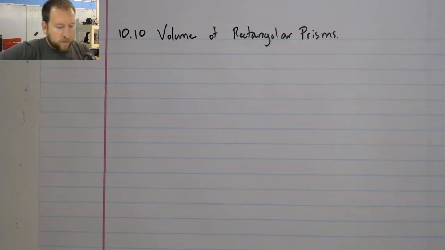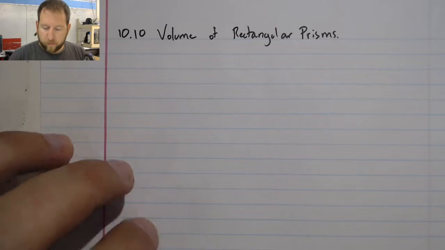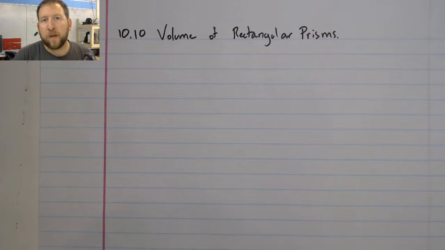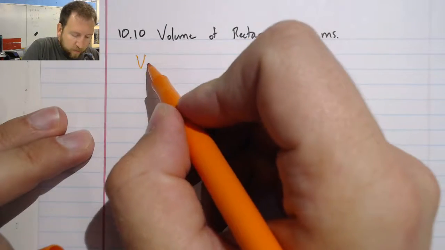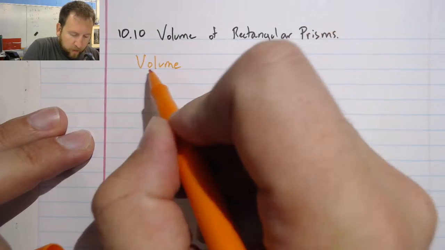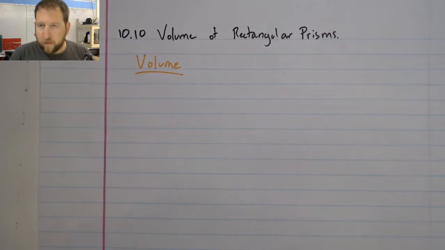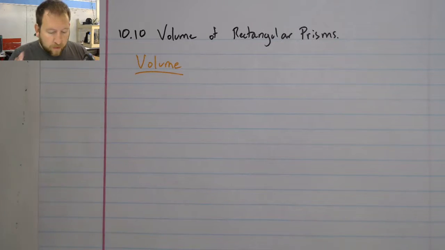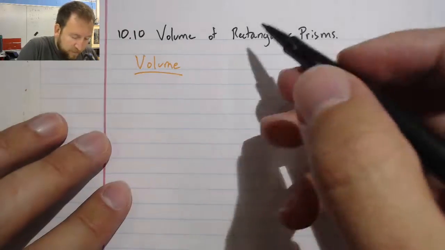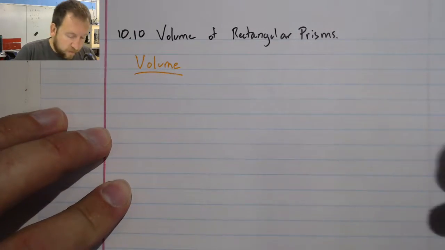All right, and let's go on to section 10.10, volume of rectangular prisms. Now, the big key difference that we're going to be looking at in this section is this word, volume. And it's going to be different than what we've been talking about previously, which was surface area. So let me draw a quick rectangular prism, and I'm going to choose a favorite. I'm going to choose a cube real quick. And let's look at the difference between volume and surface area.